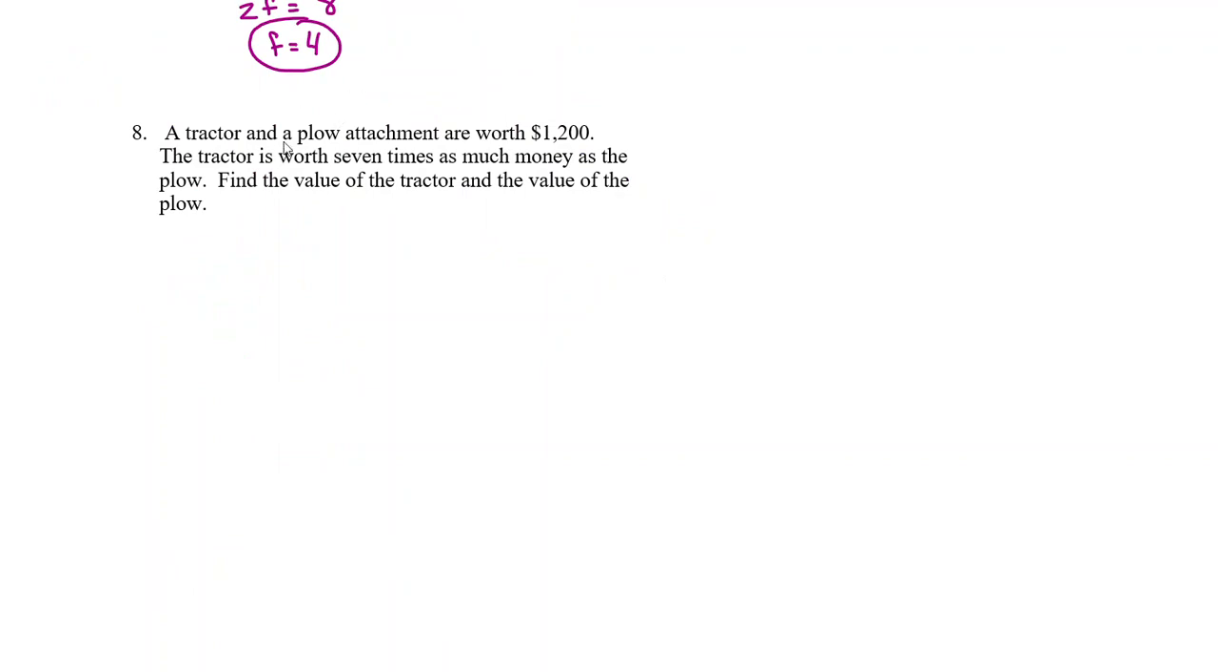Last question. A tractor and a plow attachment are worth $1,200. The tractor is worth 7 times as much money as the plow. Find the value of the tractor and the value of the plow. So once again, we actually have 2 unknowns here. The value of the tractor and the value of the plow. And these values are going to be measured with money.